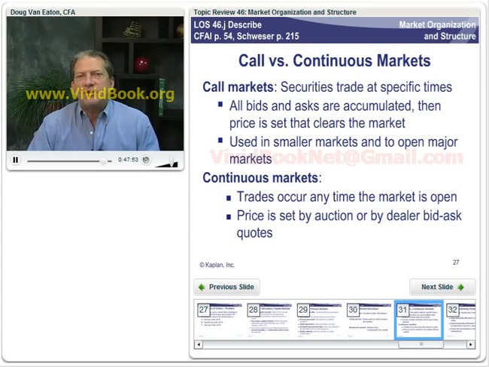Continuous markets, as we said before, trades occur anytime the market is open, and the price can be set by auction or by dealer bid-ask quotes, depending on what type of market we're looking at.